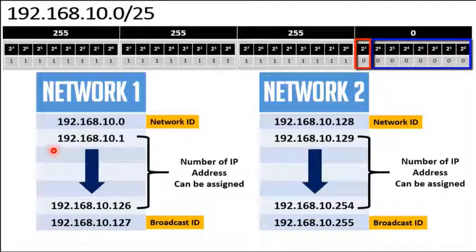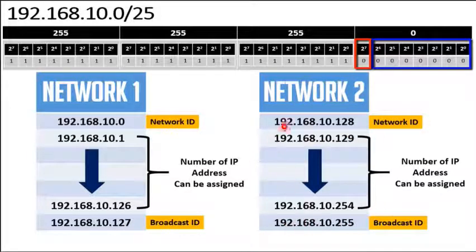The same concept applies to network 2. The last address of network 1 ends with 127, so the next address starts with 128. The remaining 3 octets are the same. Again you have to add 128: 128 plus 127 gives you 255. So the second network's addresses end with 255.